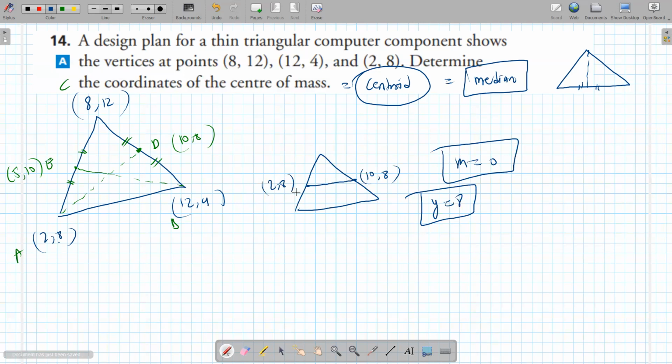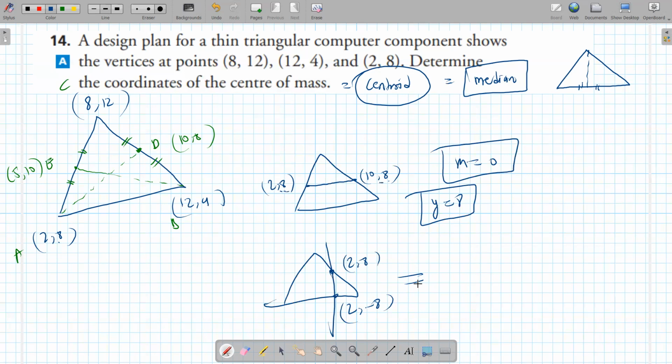For horizontal lines, the equation of the line is going to be in terms of y equals whatever the constant y value is. Similarly, if you ever get something like this where the x values are constant, right, like that, what do you think the equation of this line is? Now the x values are constant.